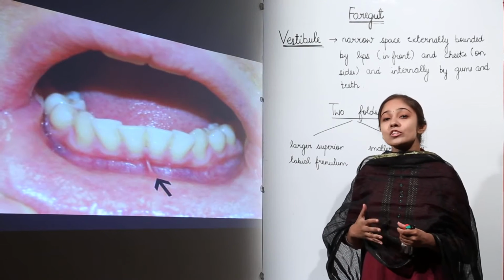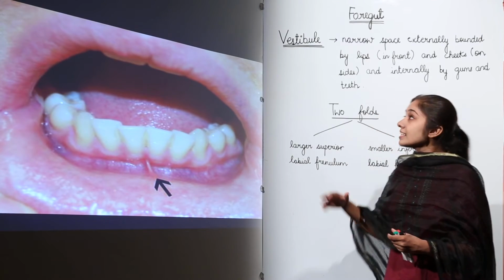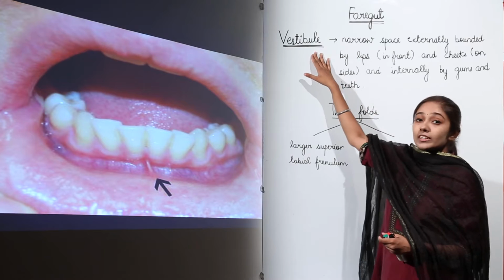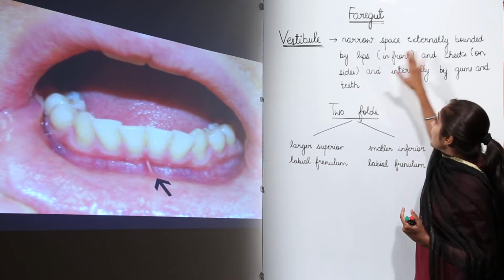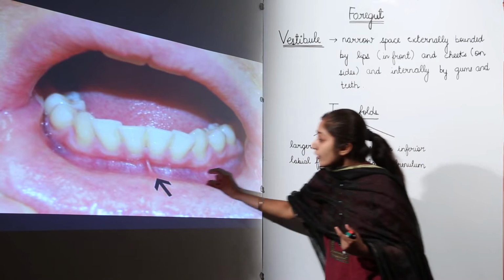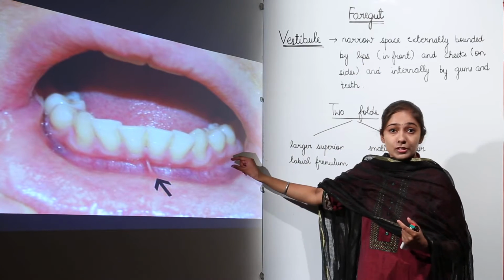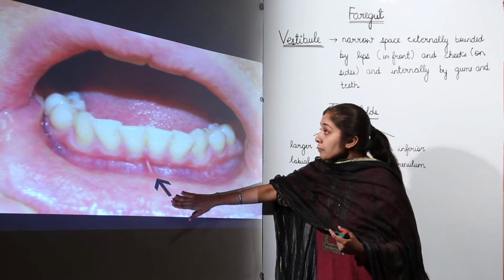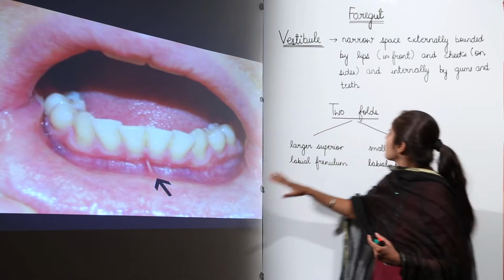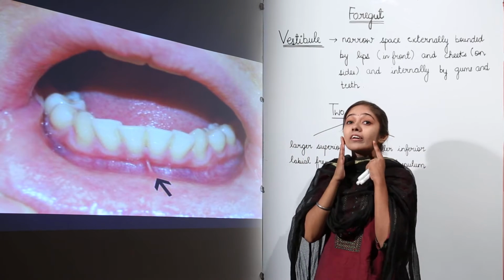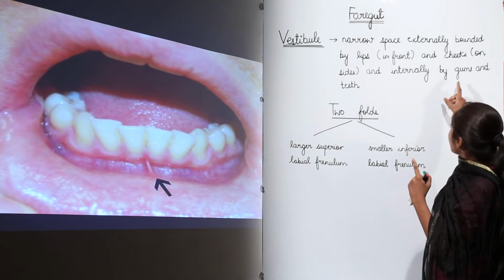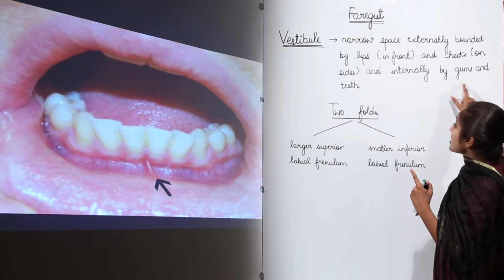I am here going to introduce the next term, that is vestibule. So let's see what is vestibule. Vestibule is a narrow space externally bounded by the lips. So it's a narrow space, as you can see in the image, which is externally bounded by the lips and cheeks on the sides, we have cheeks on our sides, right? And internally by gums and teeth.